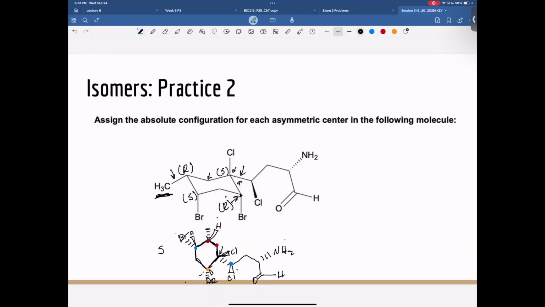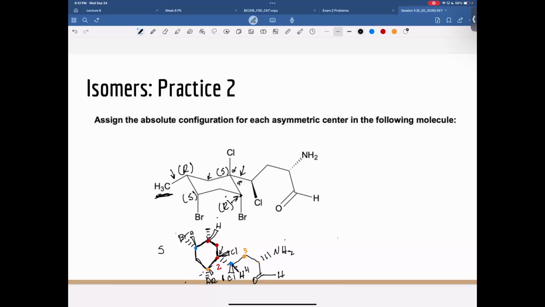Next, we're going to look at this carbon right here with the chlorine. One thing we want to do is draw in that hydrogen. So the chlorine will take 1. Then the surrounding groups are carbons, so we have to look at the second layer. Looking at this orange carbon, it goes to this carbon, and this red carbon over here connects to 2 other carbons. So that will be our 2. The orange carbon will be our 3, and the hydrogen will be our 4.